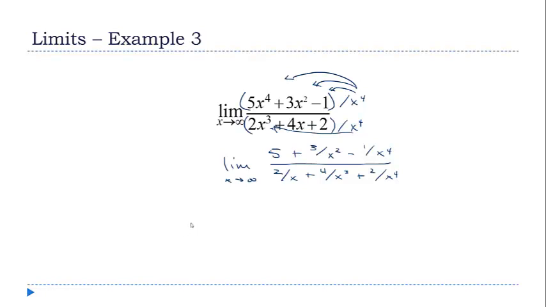All right, so now limit rules, right? I can take the limit of each of the individual terms in the top and bottom. This one is 0. This one is 0. And in fact, all three on the bottom are 0. So the limit becomes 5 plus 0 plus 0 over 0 plus 0 plus 0. And you see, now we're in trouble, right? This became 5 over 0, which is undefined.